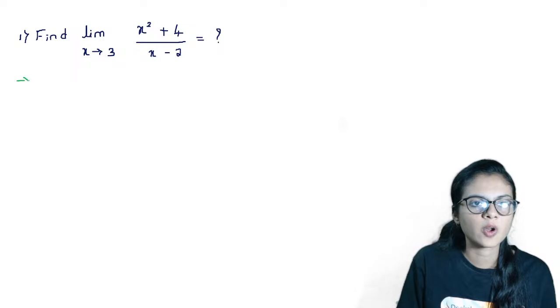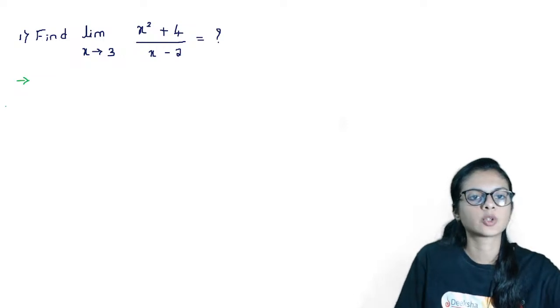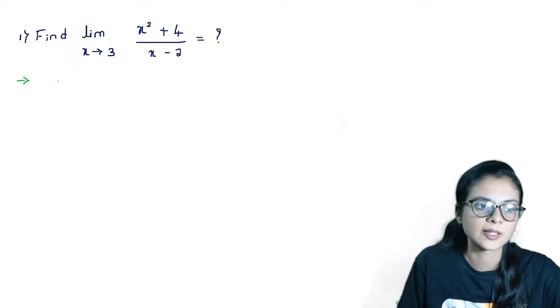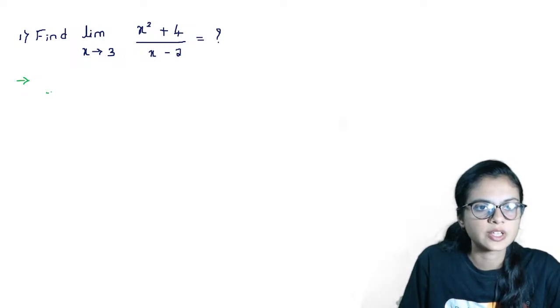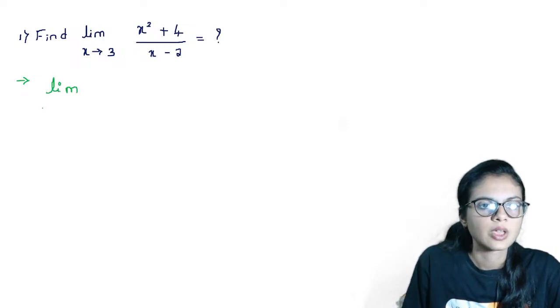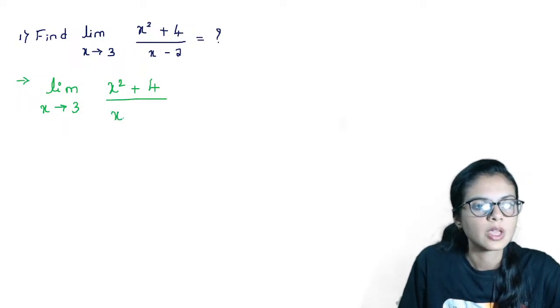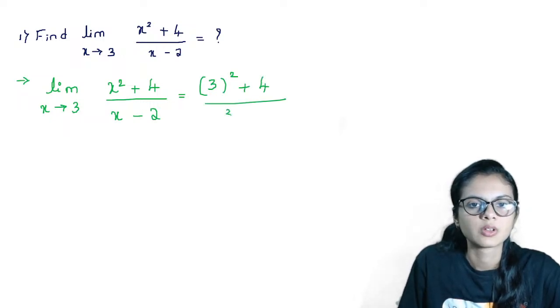Yes, the same formula which I gave here, the direct one. What do we have to do? What is the answer? Quickly, before I solve, tell me the answer, or else I'm going to solve this. Let me first write what is given. Limit x tends to 3, x square plus 4 divided by x minus 2 is given. So I will use direct substitution: in the place of x, I will substitute 3. That's all. So what's the answer?